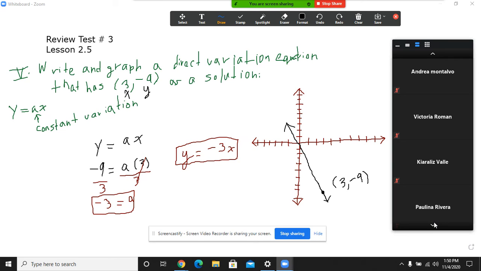Okay? Let's do another one of how to find or how to write and graph a direct variation equation. Okay? Can I erase this problem?